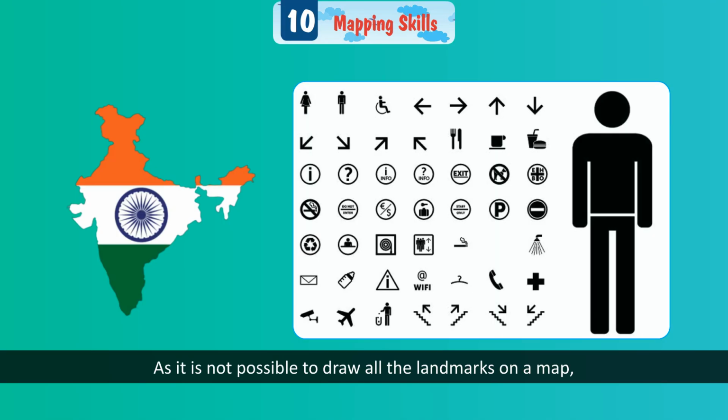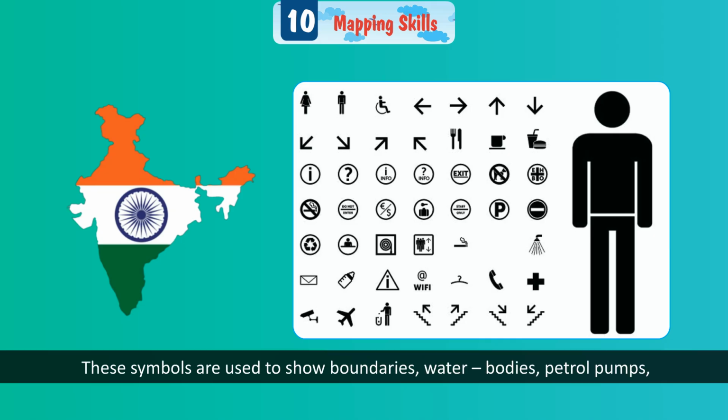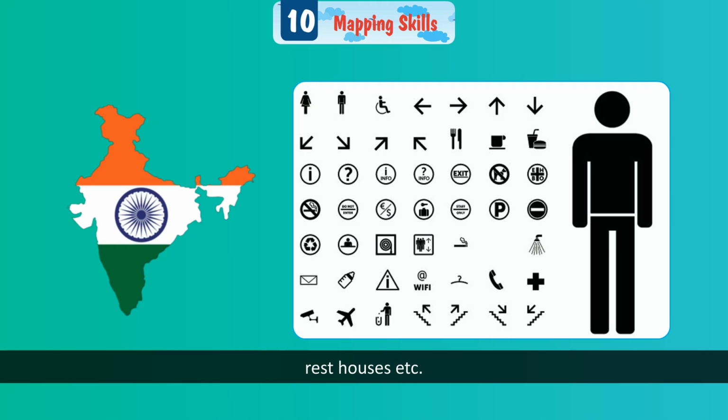Symbols. As it is not possible to draw all the landmarks on a map, symbols are used to show these landmarks on the map. These symbols are used to show boundaries, water bodies, petrol pumps, rest houses, etc. All the symbols should be described at the bottom of the map. A map's legend tells us what the symbols mean. The legend is often called a key.